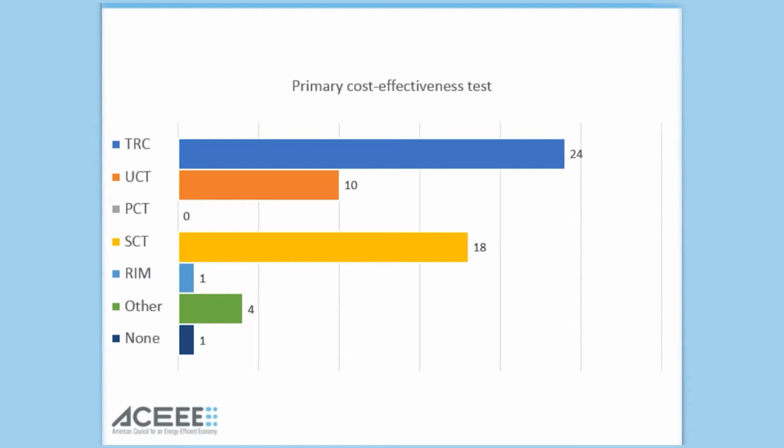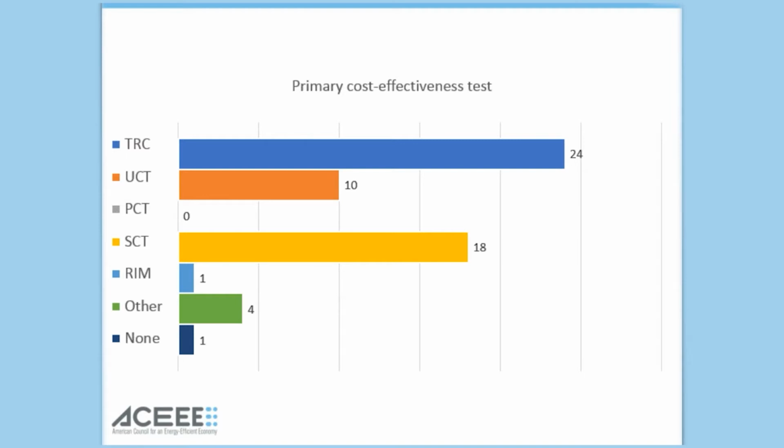The TRC, total resource cost, is dominant as the primary test used for program cost effectiveness. The utility cost test there in orange, much less so. The participant cost test came in that no one uses as the primary one. But again, and you'll see in a minute, that most states apply the different tests. They answer different questions. And the societal cost test is the 18 there. So the dominant tests are the total resource cost and the societal test, and just one with the rate impact measure.